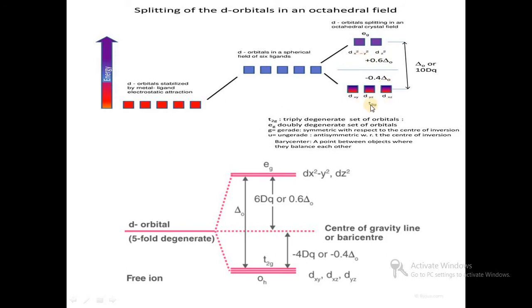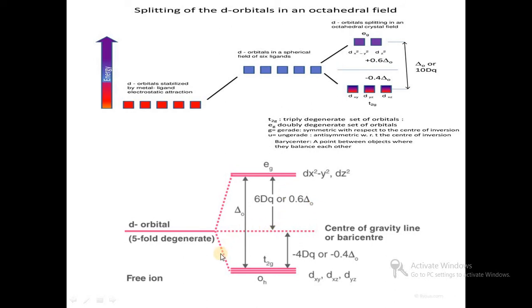So here T2g orbitals are stabilized and Eg orbitals are destabilized, and the total distance between these two, T2g and Eg, is delta O. O means octahedral, and delta is the crystal field splitting energy, or 10 Dq in another notation. So we know that T2g means a triply degenerate set of orbitals, Eg means a doubly degenerate set of orbitals, g means gerade, u means ungerade, and here the barycenter is this center line, a point between objects where they balance each other. That is, Eg and T2g are balanced about this barycenter point, at minus 0.4 delta O and plus 0.6 delta O.